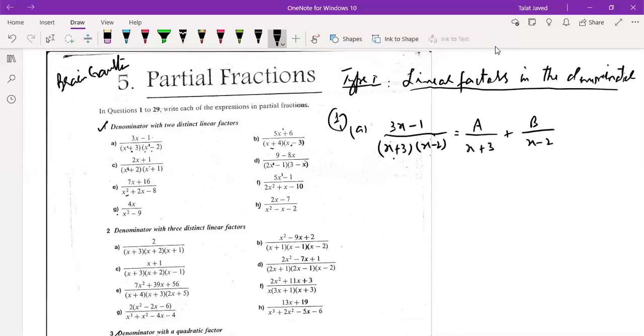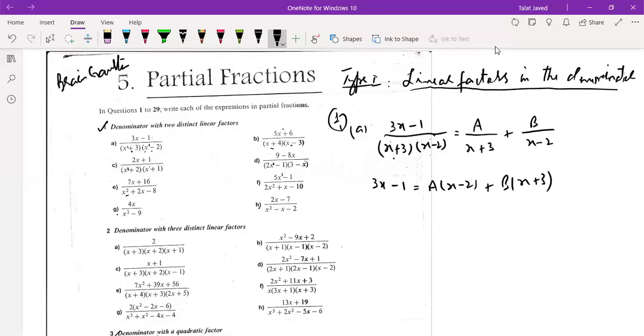Then the second step is multiplying throughout this equation by the denominator of this fraction, which is x plus 3 into x minus 2. So we get 3x minus 1 equal to A into x minus 2 plus B into x plus 3. Now the last and third step is to put these linear factors, one by one, equal to 0 and find the value of x.